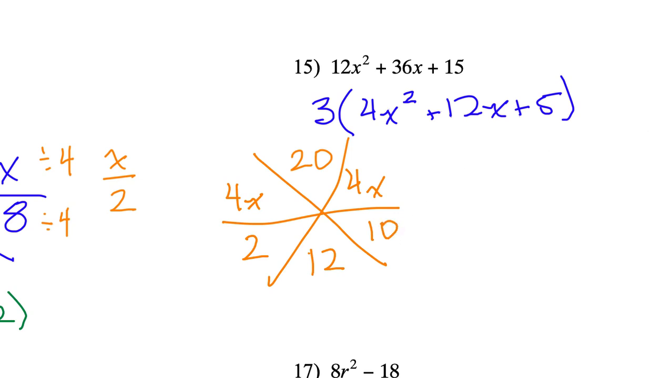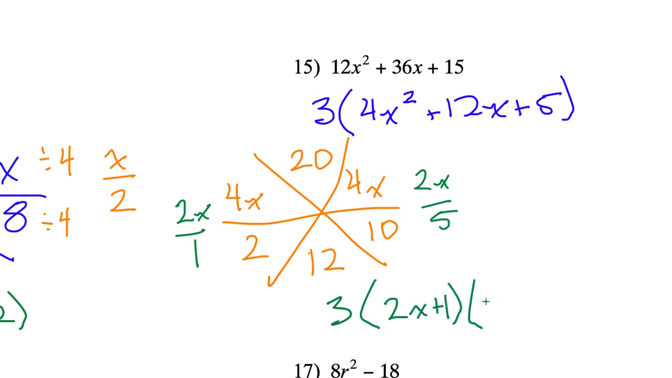Next step is I need to reduce those pseudo fractions. I'm going to divide the top and bottom by 2, and I get 2x over 1. Divide the top and bottom by 2 yet again, and I get 2x over 5. And there's my answer. Don't forget to copy down that 3 again. That 3 is being multiplied by 2x plus 1 times the quantity of 2x plus 5.